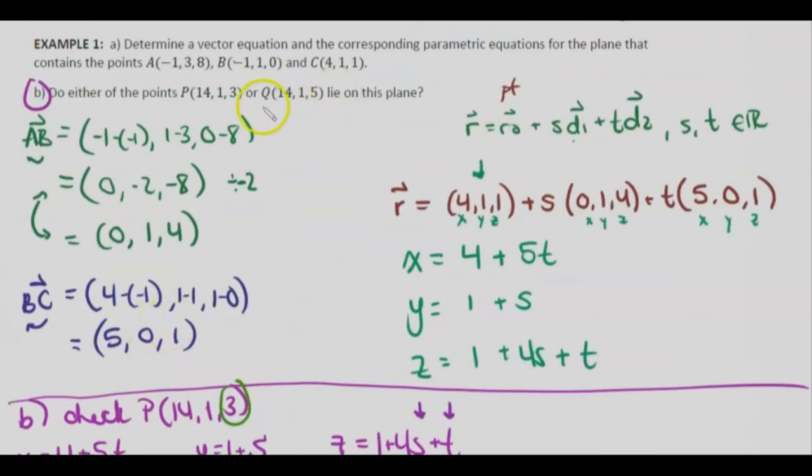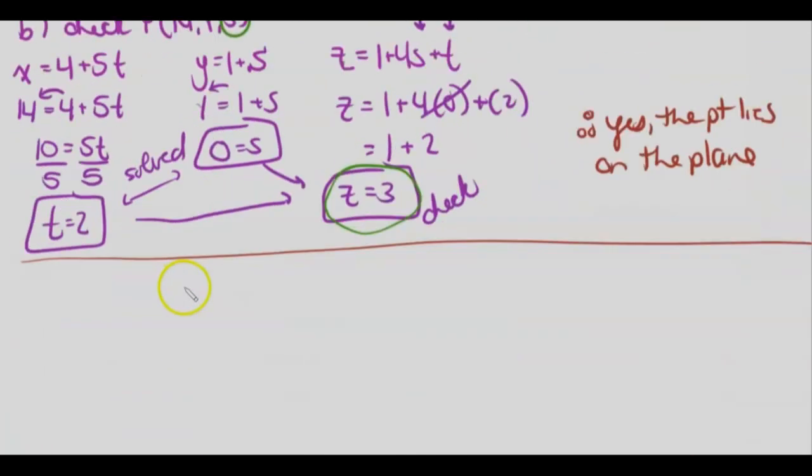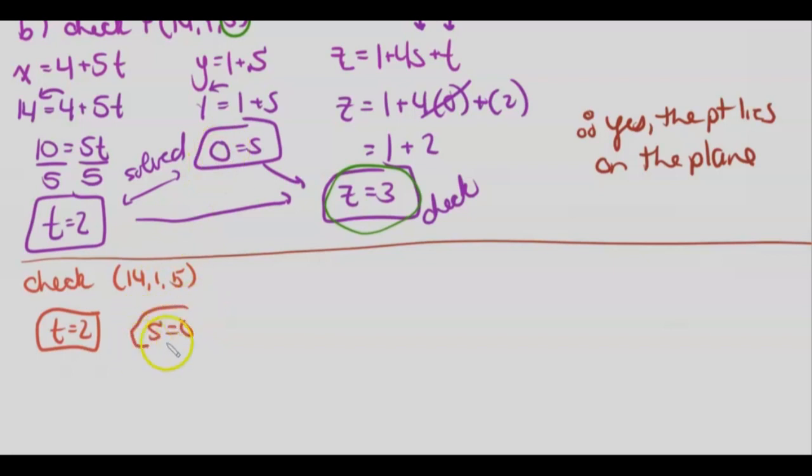Okay, now let's check Q, 14, 1, 5. So very similar, but a little bit of a different approach here, okay? So we're still going to check 14, 1, 5. Obviously when we sub in 14, we're still going to get t equals 2. That's going to hold. Obviously when we sub in 1, we're going to get s equals 0. That's going to hold. Now, here's where the difference comes into play, okay?